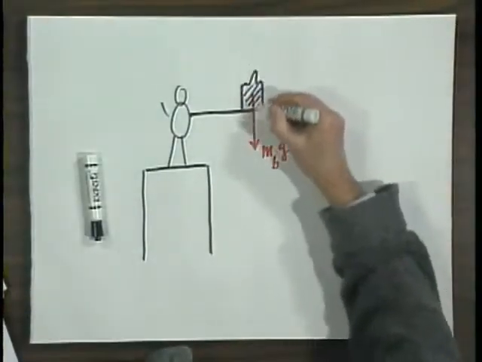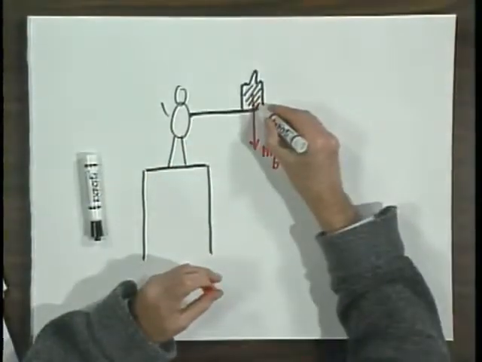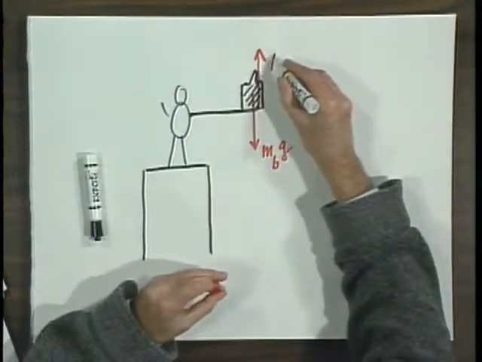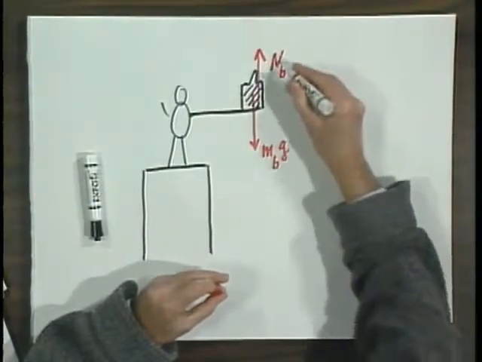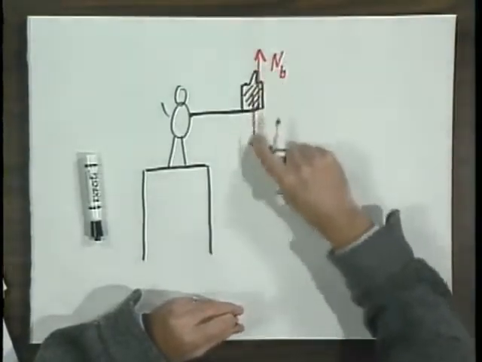Since this bottle is not being accelerated vertically, I'm just standing still, I'm holding it in my hand, there must be a normal force from my hand onto the bottle, which I call N_B, which is the same as m_B g. There's equilibrium. There's no acceleration in this direction.